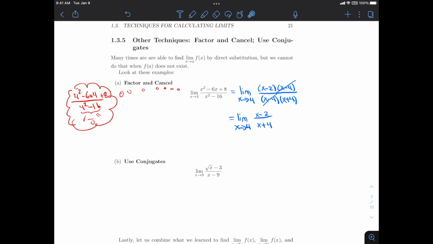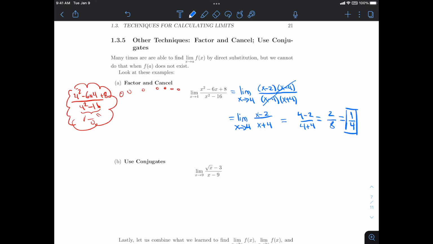Now, if you plug in 4, there is no issue. You don't have a 0 in the denominator now. So that would just be 4 minus 2 over 4 plus 4, that's 2 over 8, that's 1/4. Direct substitution now works, and you're allowed to do that. Again, notice that on this jump, I stopped writing the limit because I've already plugged in x. There's no longer any x, so there isn't any more need for the limit symbol. So that's factor and cancel.